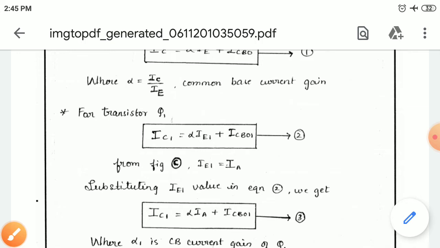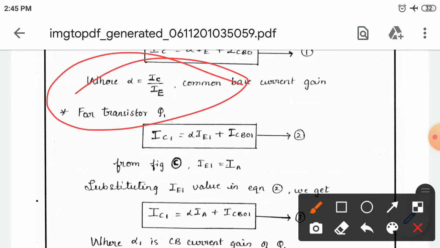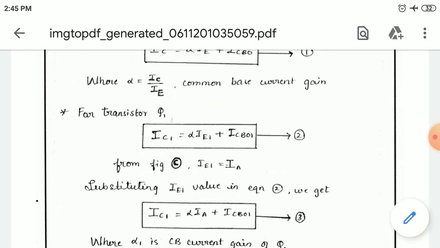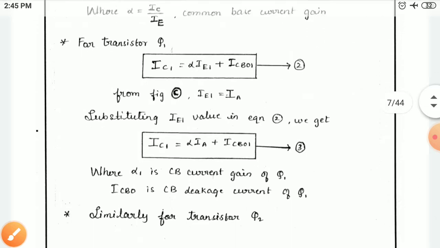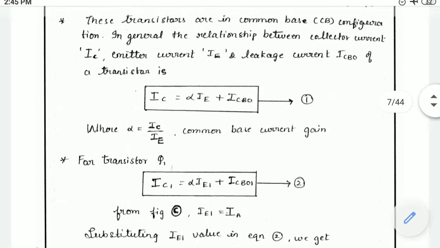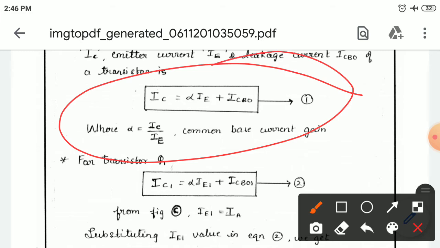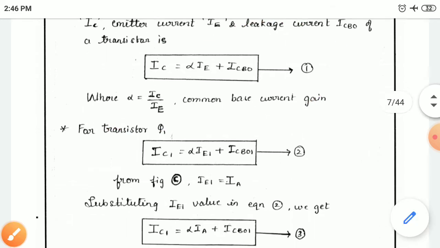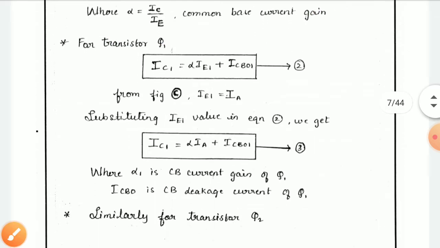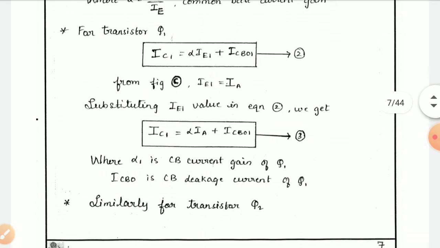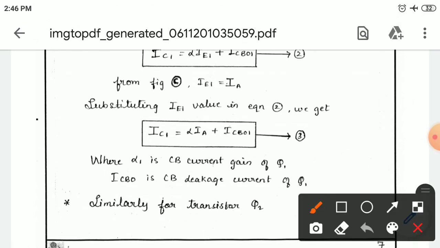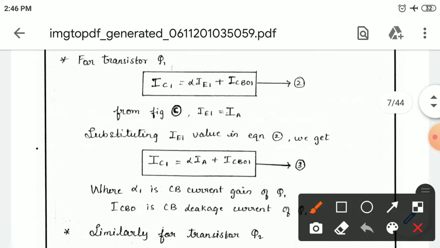The common base gain is called the gain of a transistor. It is the ratio of the collector current divided by the emitter current. So this is the generalized equation for the collector current of a transistor. Now we will write the collector current equation for both transistor 1 and transistor 2. IC1 is equal to alpha 1 times IE1 plus ICBO1, call it equation number 2.